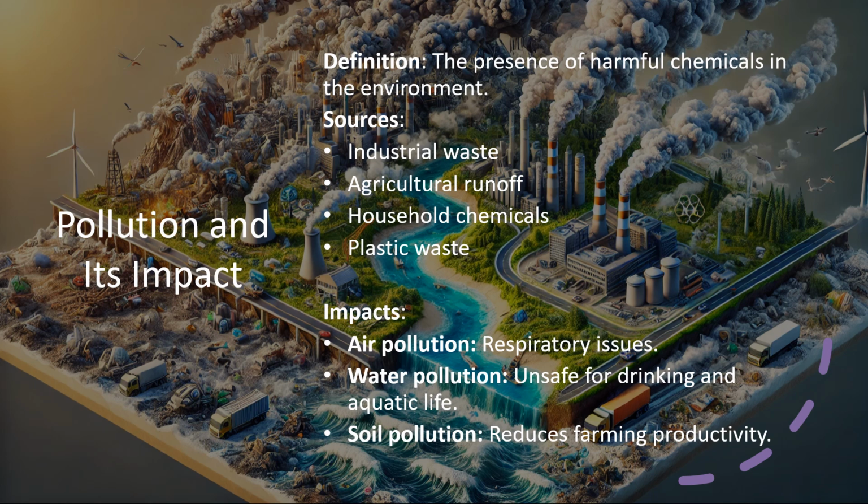Air pollution causes asthma and lung diseases. Water pollution poisons fish and makes water unsafe to drink. Soil pollution reduces crop yields, affecting food supplies. And in the long term, pollution disrupts ecosystems, leading to fewer plants, animals, and resources for future generations.